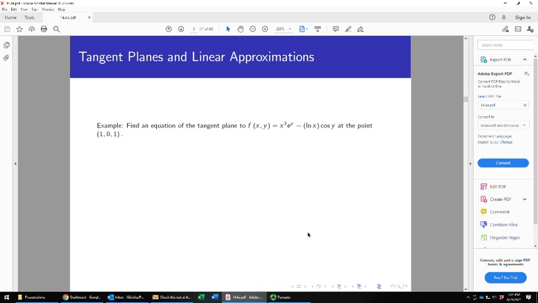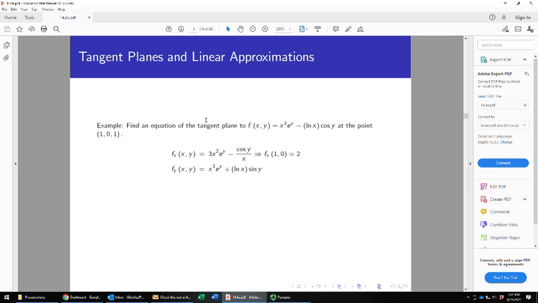Alright, so let's see if we can do this. Find the equation of the tangent plane of that function at the point 1, 0, 1. Take our partial with respect to x first. This has a y in it, it's just a constant, so we get 3x squared e to the y. This part here, cosine of y is treated as a constant, so take the derivative of the natural log of x, and we get cosine of y over x. If we plug in the point, x equals 1 and y equals 0, we get 2 for the slope in the x direction.